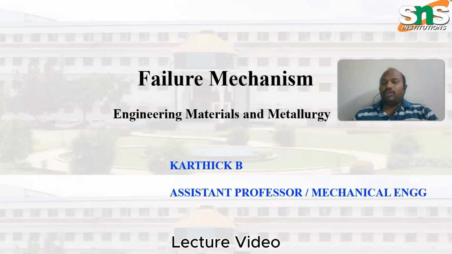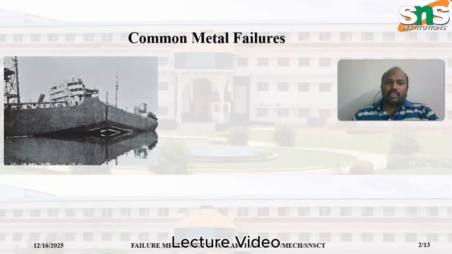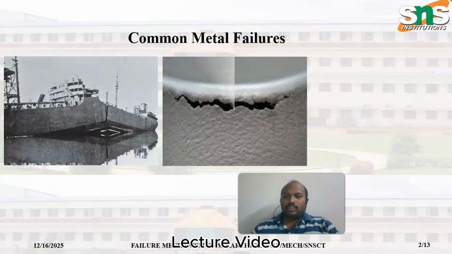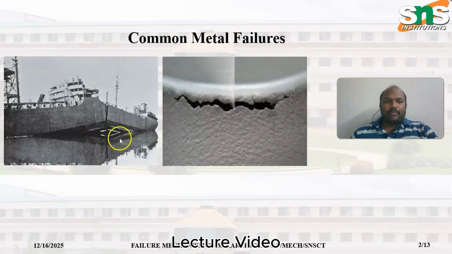So here we are going to see the most important topic in the metallurgical world, which is nothing but failure mechanism. Okay, we'll see it in more depth. You can see these pictures, right? The first one is a ship, a British Liberty ship. You can see a very long crack or break here, and this is another failure of a material. You can see a large crack which propagates from one side to the other, right?